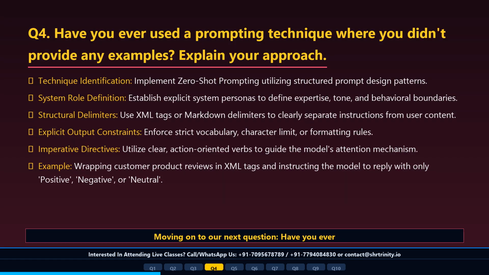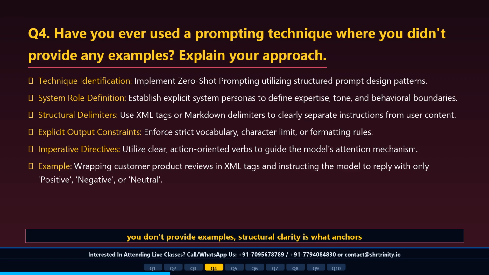Moving on to our next question, have you ever used a prompting technique where you didn't provide any examples? Explain your approach. Yes, I frequently use zero-shot prompting, particularly when building low-latency API pipelines for standard classification and extraction tasks. My approach relies heavily on structural prompt engineering.